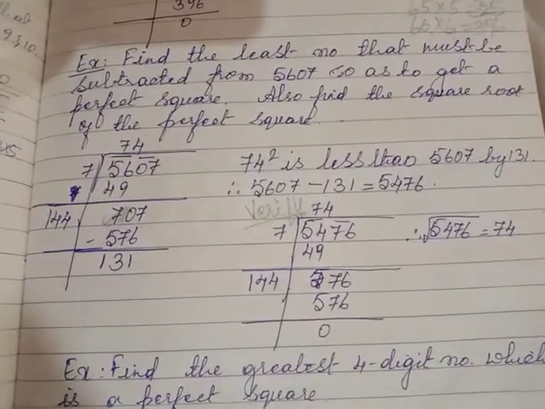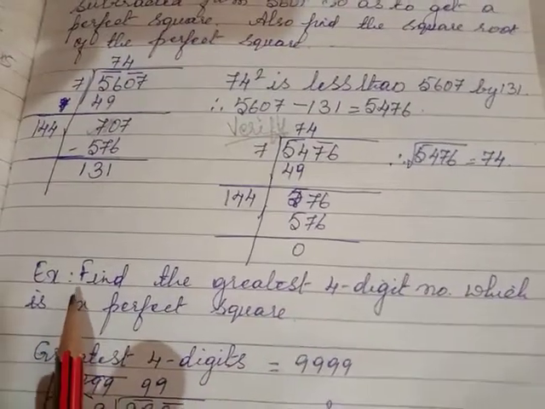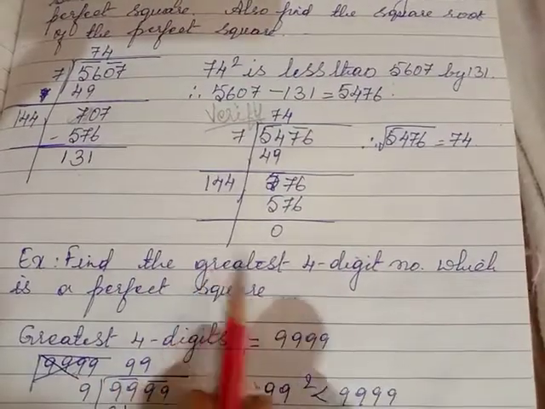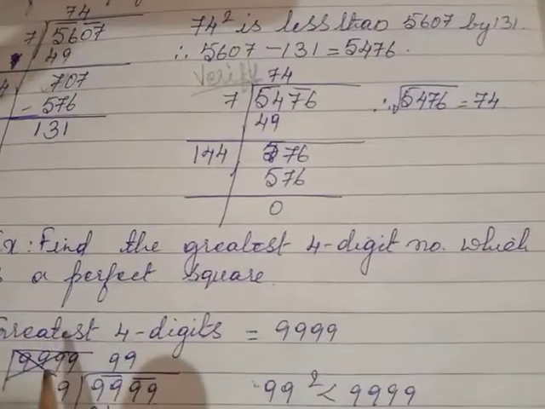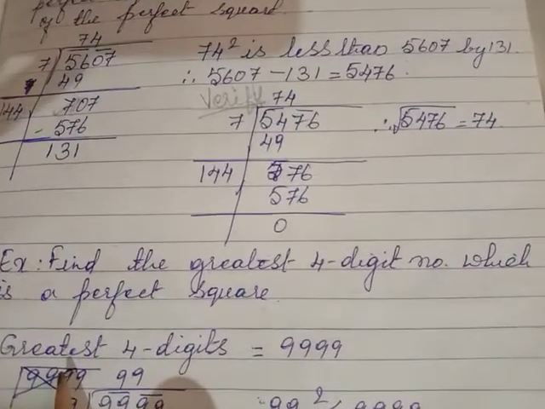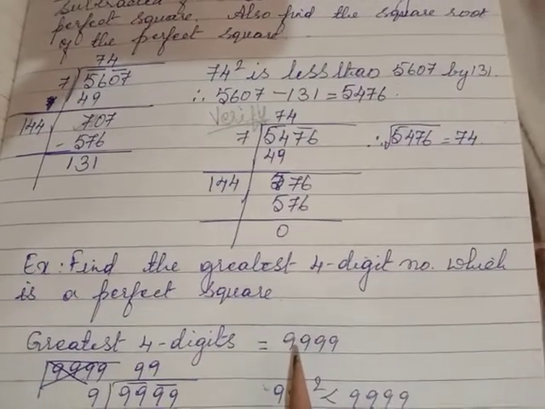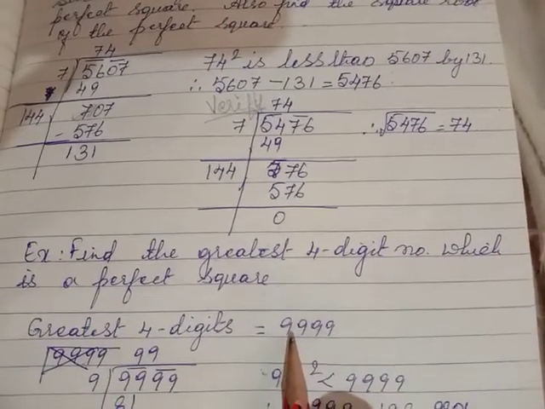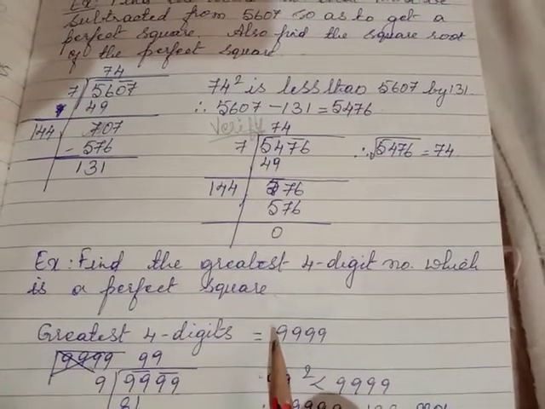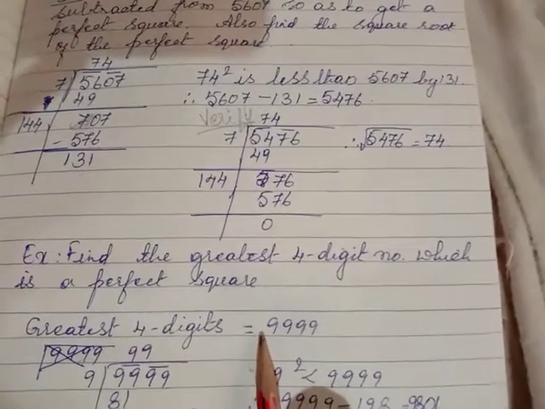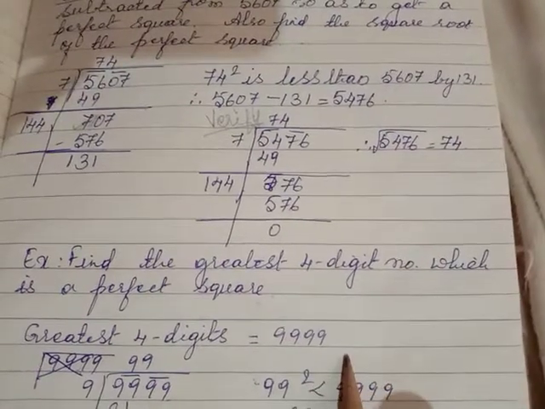Okay, children. Now let us move to the next problem. See, these are the worked examples. Find the greatest 4-digit number which is a perfect square. So you all know what is the greatest 4-digit number. You have to remember, greatest 1-digit number is how much? 9. Greatest 2-digit number 99. Greatest 3-digit number 999. Greatest 4-digit number is 9999. Okay.